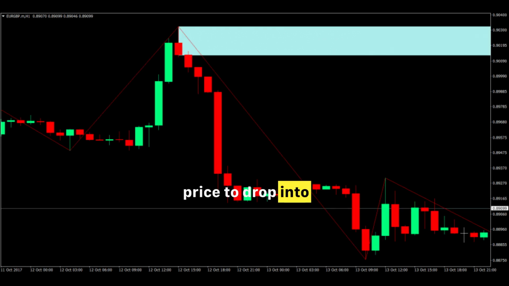Buy rules. Wait for price to drop into a strong support area. Look for price to slow down or reject that zone with long wicks or small candles. Make sure the overall trend is bullish or price is above your trend filter. Enter a buy when a bullish candle closes inside or just above the support zone.